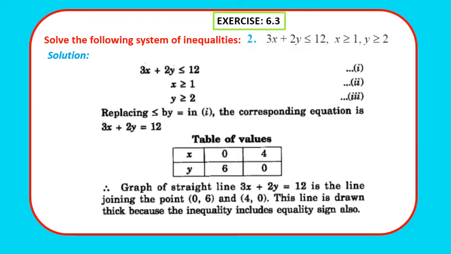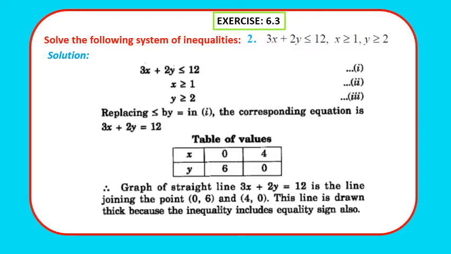And first we are solving question 2, which is: solve the following system of inequalities: 3x plus 2y less than or equal to 12, x greater than or equal to 1, and y greater than or equal to 2. So first we are taking 3x plus 2y equals 12. Putting x equals 0, we get y equal to 6, and putting y equal to 0, we are getting x equals 4. So the graph of the straight line 3x plus 2y equals 12 will be a line joining these two points, that is (0, 6) and (4, 0).